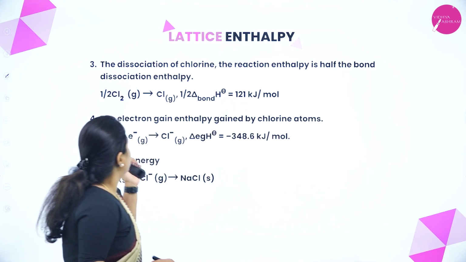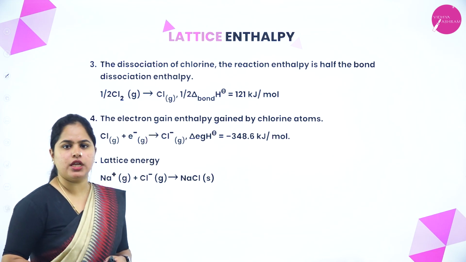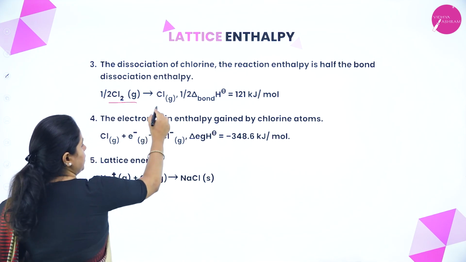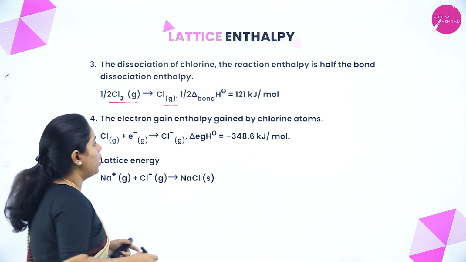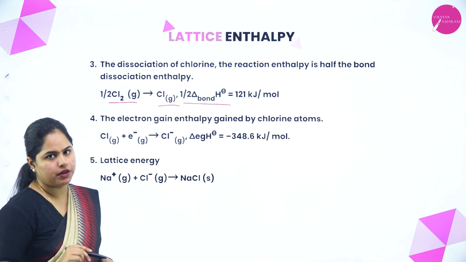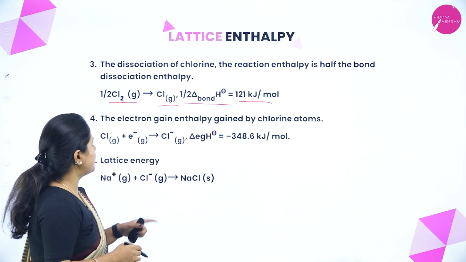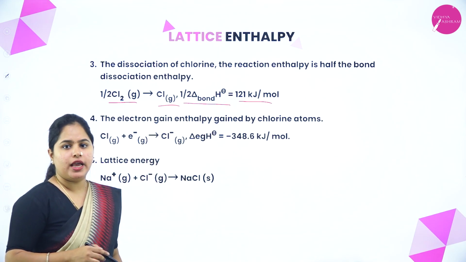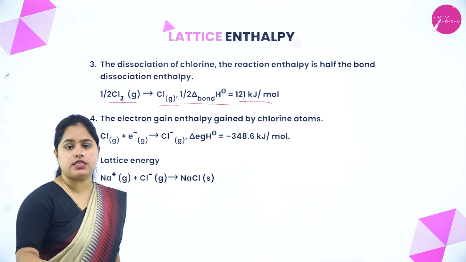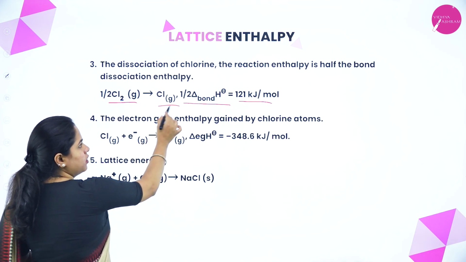The next one is the dissociation of chlorine. The reaction enthalpy is half the bond dissociation enthalpy. That means now it is chlorine gas, Cl2, and we need the chlorine atom, Cl. So it is half Cl2, and we have to take half of the bond dissociation energy. The value is 121 kilojoule per mole. The next one is the electron gain enthalpy. Electron gain enthalpy means the energy released when 1 electron is gained by the atom. So we have a chlorine atom here.